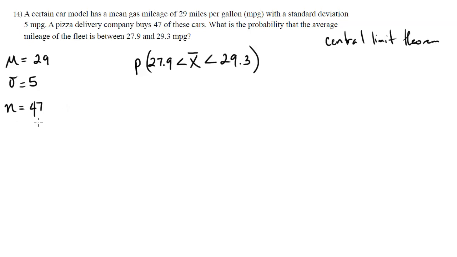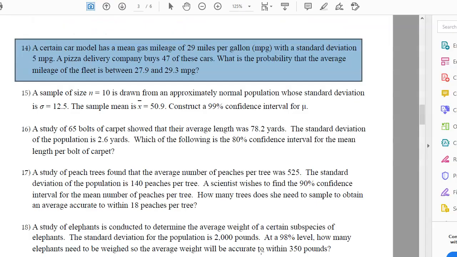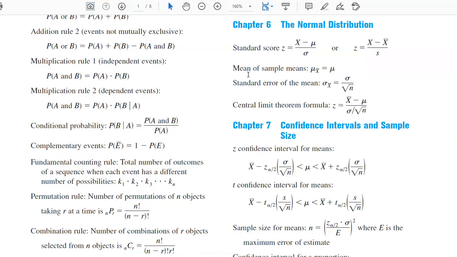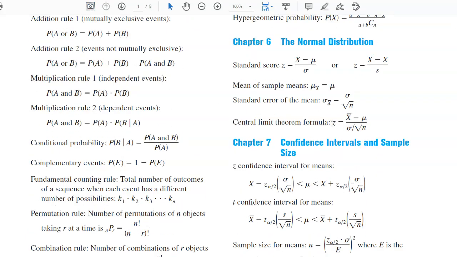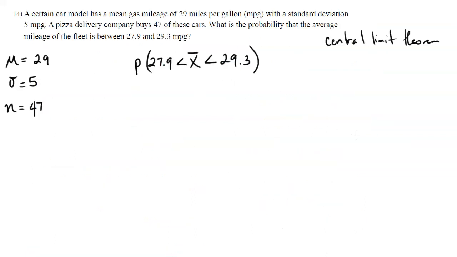The other giveaway is that we're given this n. We're given this n equals 47. Why does that matter? Well, if I go to my formula sheet, see the central limit theorem formula? Z equals x bar minus the population mean divided by sigma over the square root of n. See how that x bar and n are in there? That kind of gives you a clue as to what's coming.